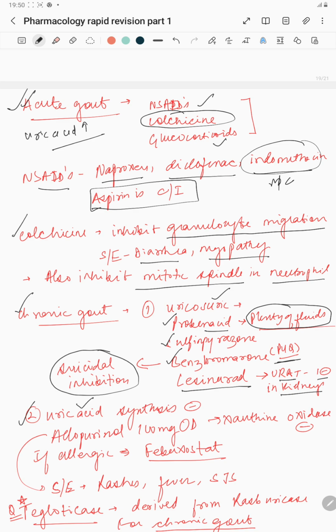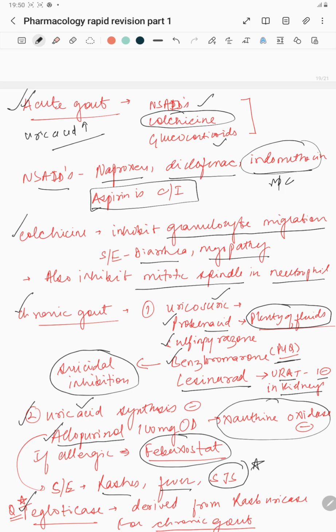Uric acid synthesis inhibitors include allopurinol. Allopurinol is an important drug which is a xanthine oxidase inhibitor. If the patient is allergic to allopurinol, he can use febuxostat. The important side effects of allopurinol are rashes, fever, hypersensitivity reactions, and the most severe reaction is Stevens-Johnson syndrome. This is a previously asked question. There is an important drug developed for gout, especially for chronic gout patients. It is pegloticase, which is derived from an important component of rasburicase, a uricase.